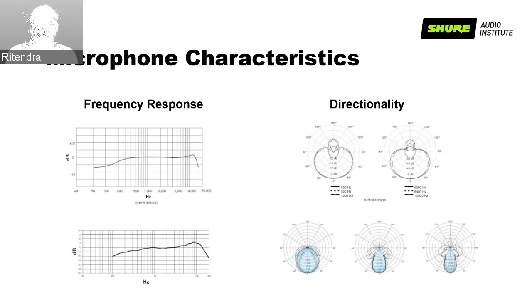The second important microphone characteristic is the directionality, also called the polar pattern. Directionality determines how the microphone responds to sound from different directions. The 2 main types are omnidirectional, also called omni, and unidirectional, or simply directional microphone, right?